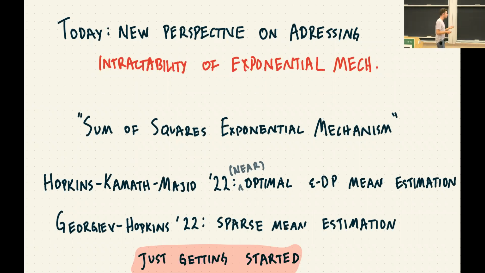And in upcoming work with a PhD student at MIT, Christian Georgiev, we've applied some of these ideas to do sparse mean estimation, so to bring sparsity into the fold. But I think that this is just getting started, and I think this is going to be a major technique for polynomial time DP algorithm design in the future.